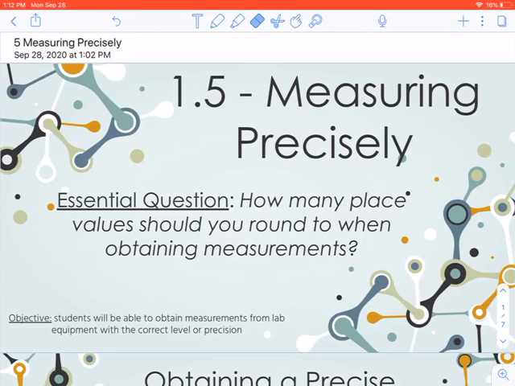You don't want to sell yourself short if you can actually report it more precisely, but you also don't want to be overconfident in your data and report it more precisely than you can actually read it, because then you're almost falsifying how reliable you know those values.